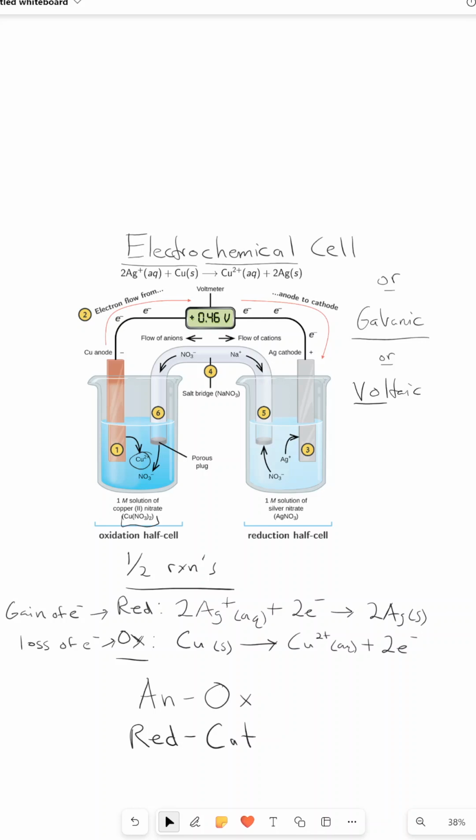And the salt bridge is going to cause nitrate ions that are found in the salt bridge, sodium nitrate, to go this way because we had an increase in positively charged copper ions, right? So they came from the solid, they became positively charged because they're oxidized, they lost their electrons, and now the negatively charged nitrate will move in this direction to help balance out that positive charge increase.